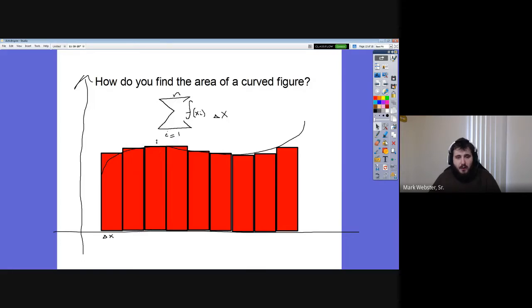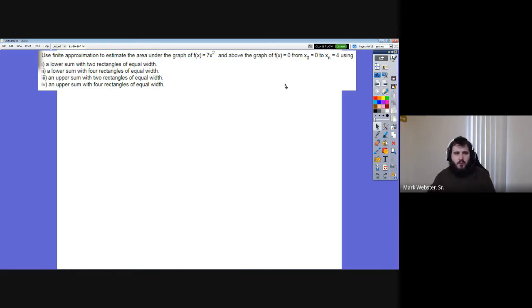What we're going to find out when we do this is that the lower sum and the upper sum kind of split the difference between the area. If I were to take the lower sum and the upper sum and average it, that average would be significantly closer to my area than any of these would be. But we're starting with rectangles. Let's work on rectangles here real quick.